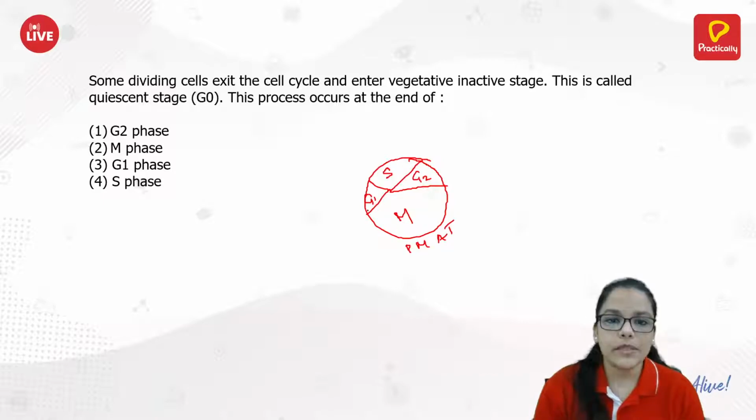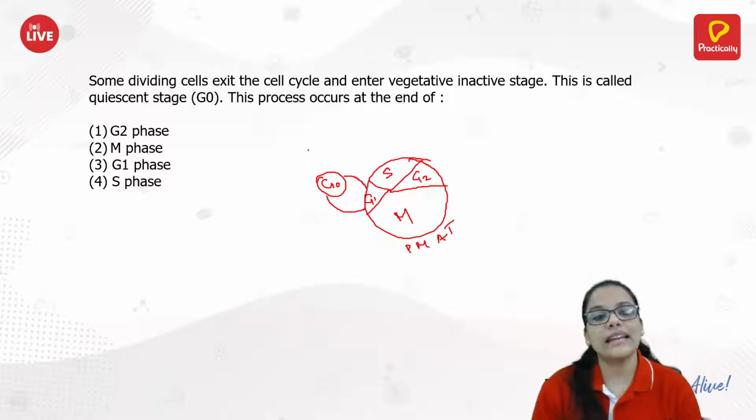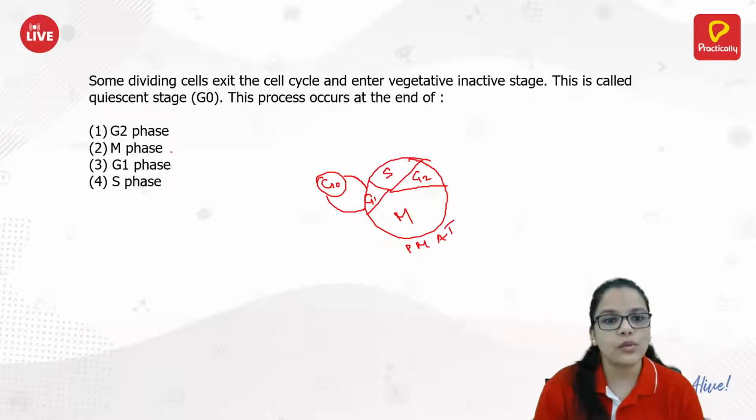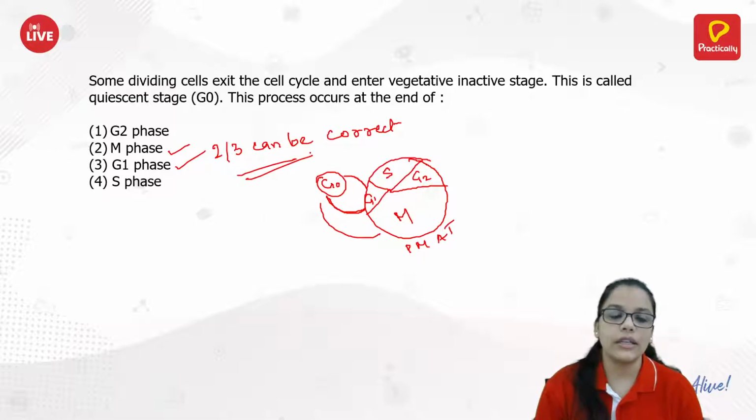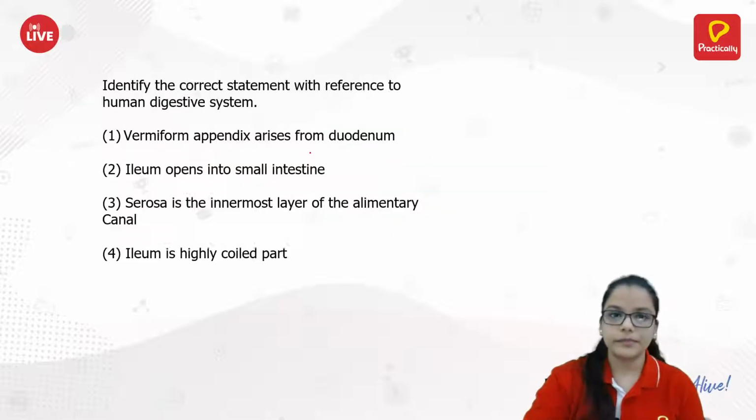So what happens is, during G1, after some time it can go into the G0 phase. So you can write M phase and you can write G1 phase also. Both 2 and 3 can be correct, because it happens after M and it can happen directly after G1 also. So both 2 and 3 can be correct.